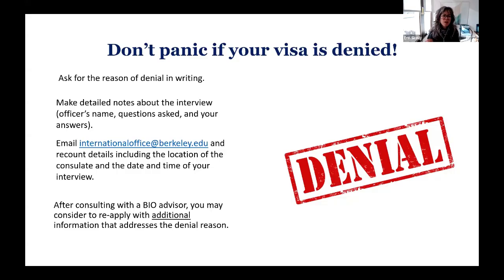Make detailed notes about the interview: the officer's name, the questions that you were asked, your answers, what documents you provided. All of this is going to be important because then you need to email our international office at berkeley.edu and recount the details. Tell us what happened because we are going to try to figure out what to do next and how to help you. Information about your interview will help us give you advice, because the only way to overcome a denial is to apply for a new visa.